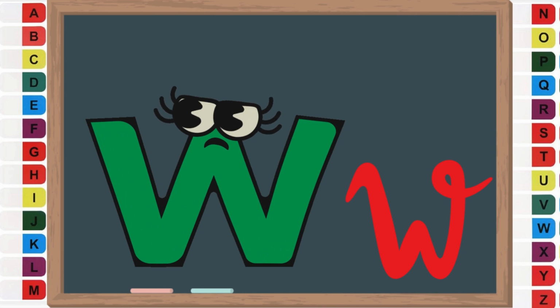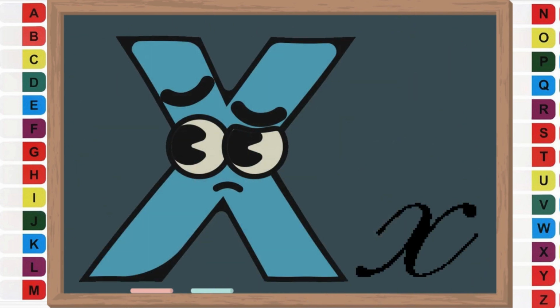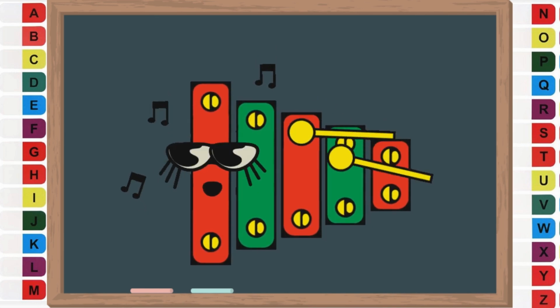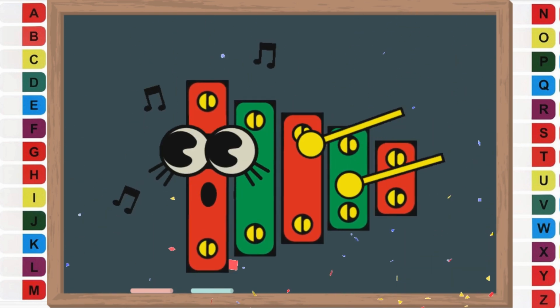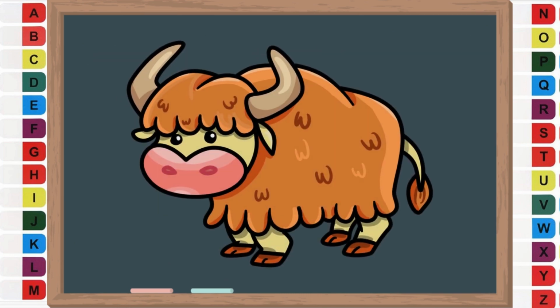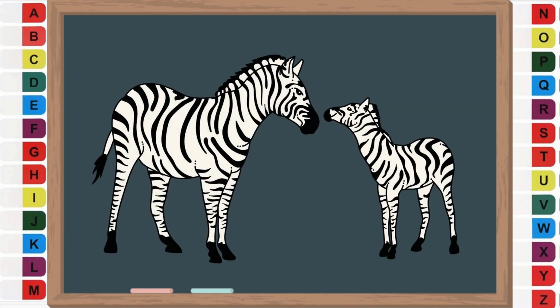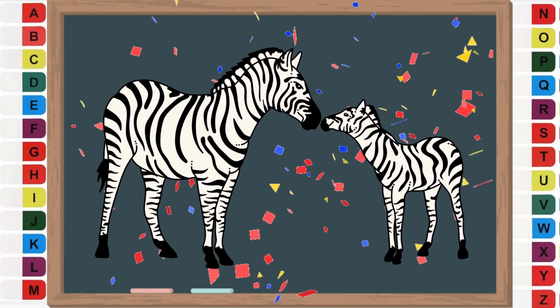W. W for walrus. X. X for xylophone. Y. Y for yak. Z. Z for zebra.